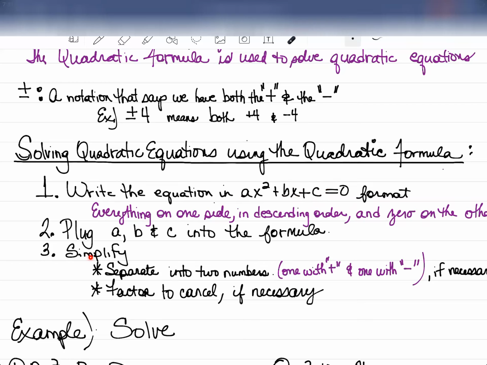From there, we're going to simplify. We will have to separate it into two numbers, one with a plus, one with a minus if necessary. I talked about that a little bit in the square root property video. And we may actually have to factor to cancel. So we'll look at 3 examples.